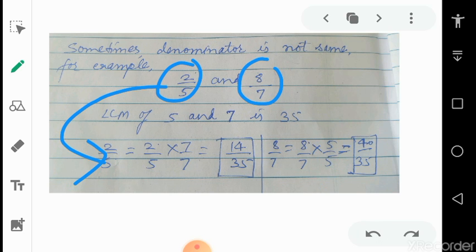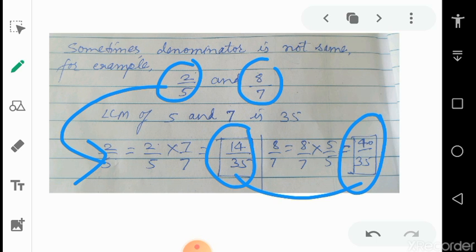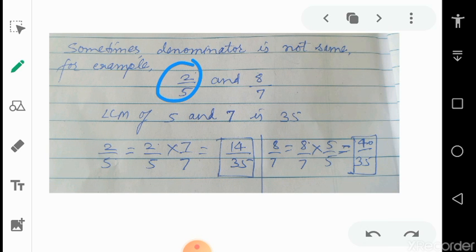You can see that in both these numbers, the denominator is 35. And I told you, if denominators are equal, they are like fractions. It doesn't matter what the value of the numerator is. So we have converted both the fractions into like fractions. Now based on this concept, we will solve some questions.